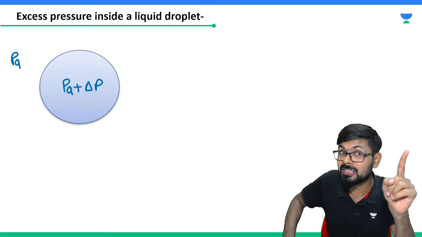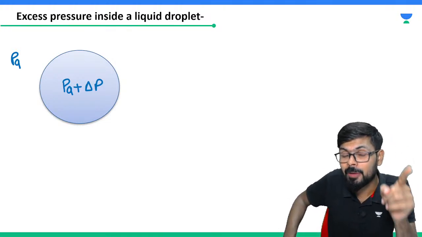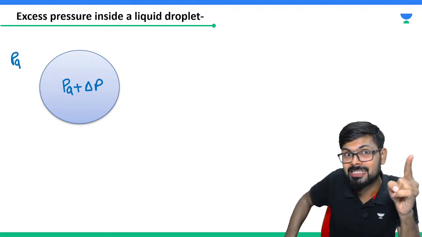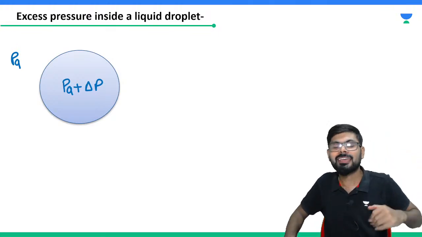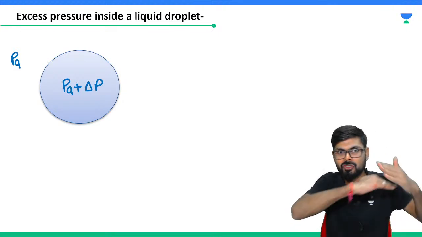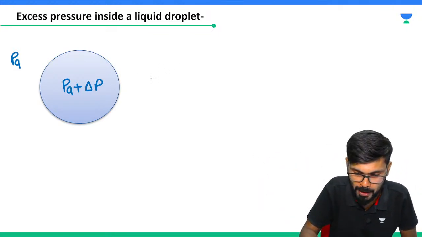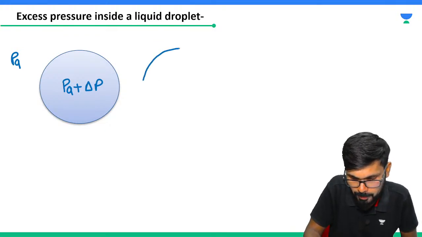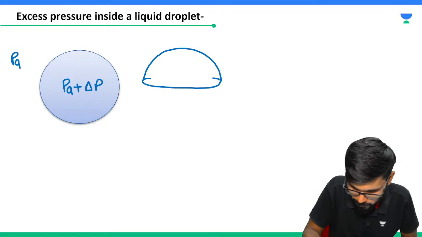Now pressure is defined per unit area, and surface tension is defined per unit length. Sir, how do we know? Very good. Do one thing. Just break this droplet in two parts. When you break this in two parts, how will it look? It will look like this one.